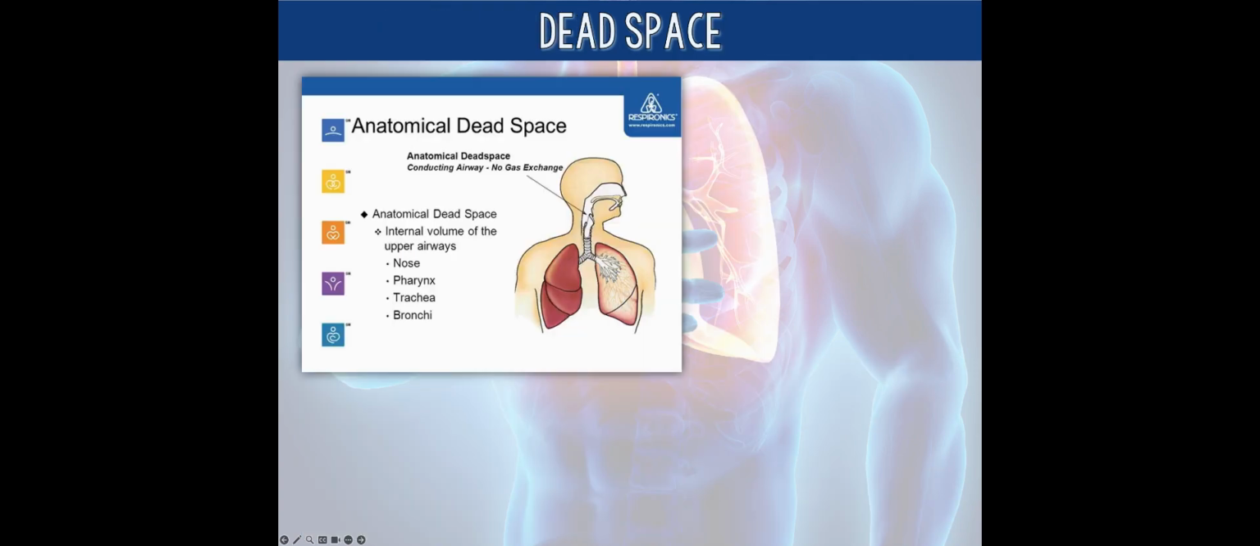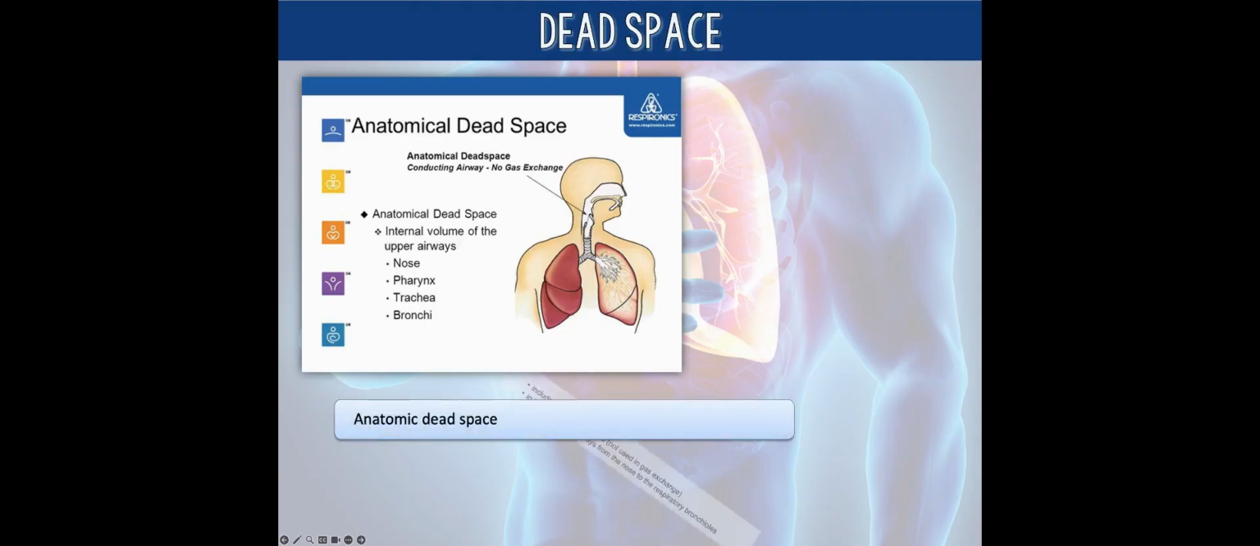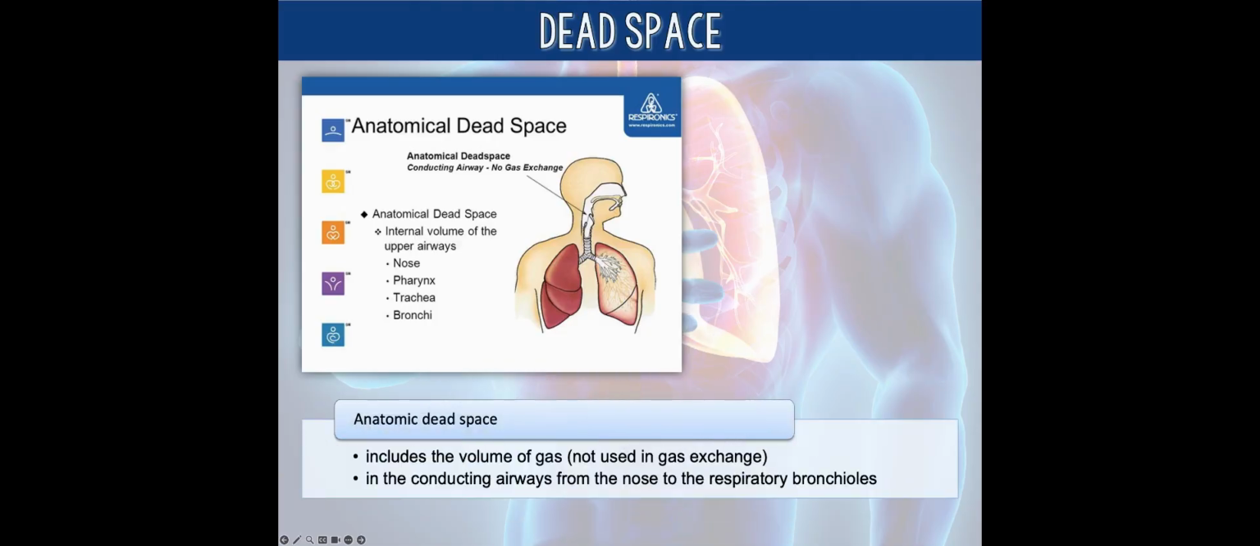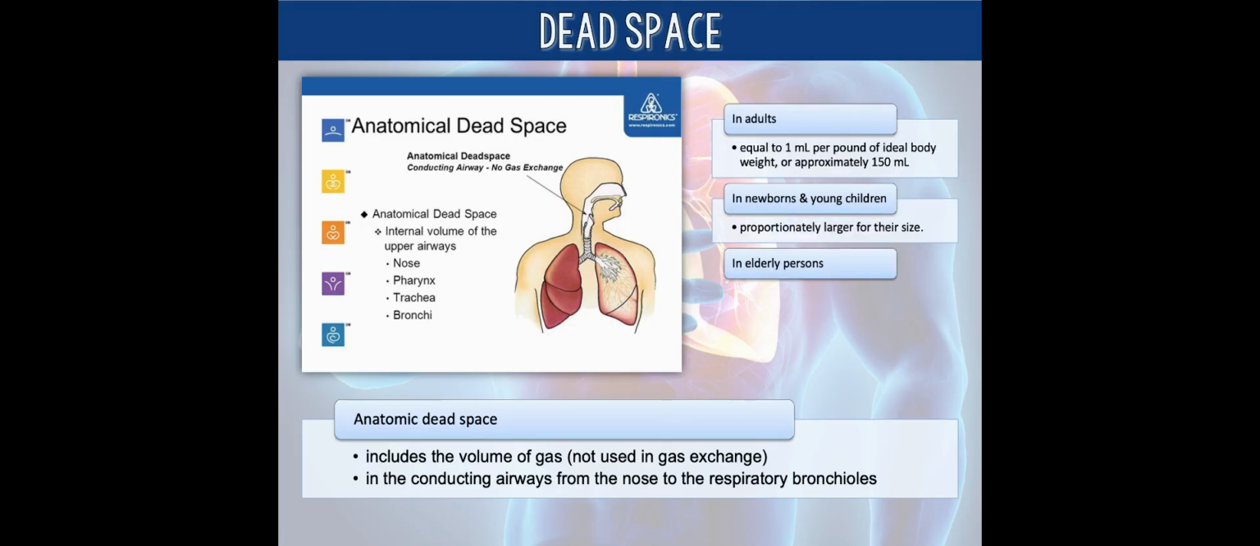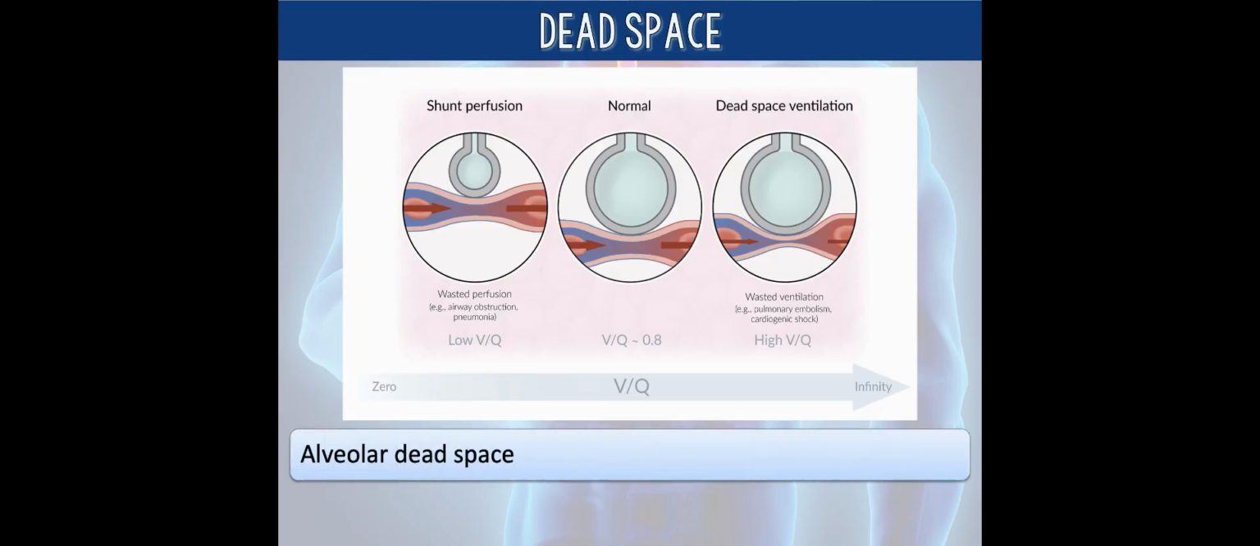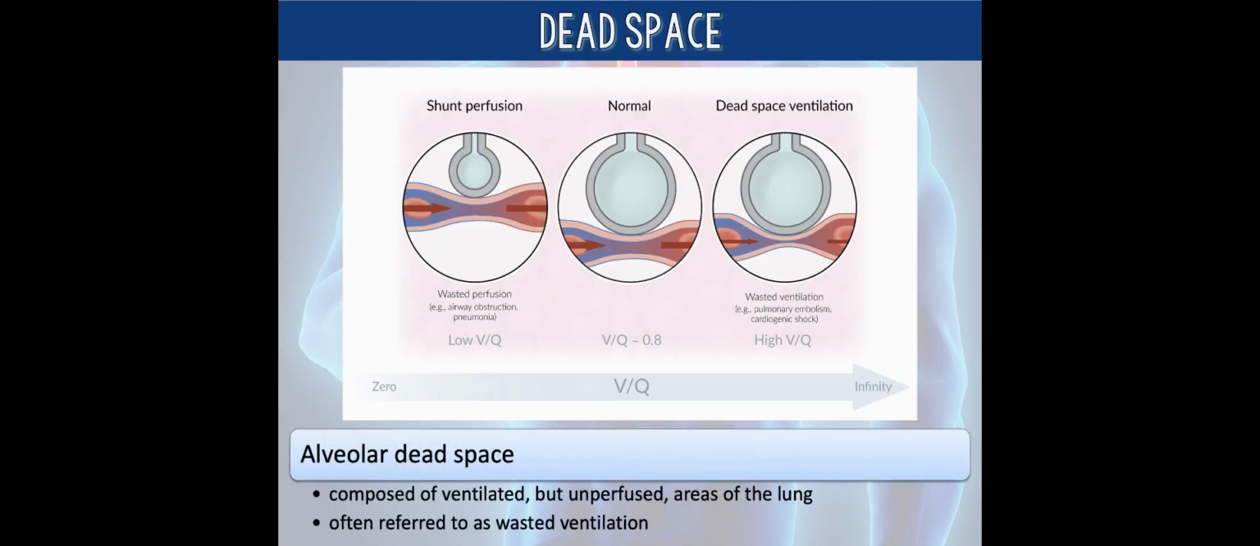I think I mentioned dead space earlier. Dead space is any part of the lung that doesn't participate in gas exchange. Anatomic dead space is the volume of gas that's in the conducting airways from the nose to the respiratory bronchioles. Just know that there are some differences between adults and the elderly. How about alveolar dead space?